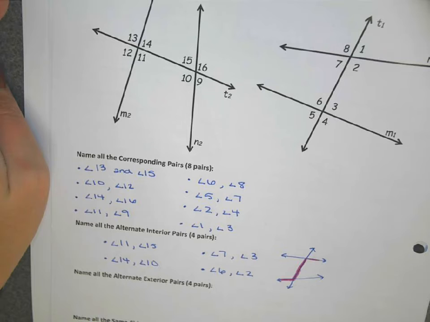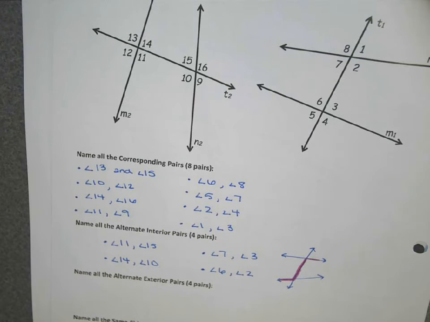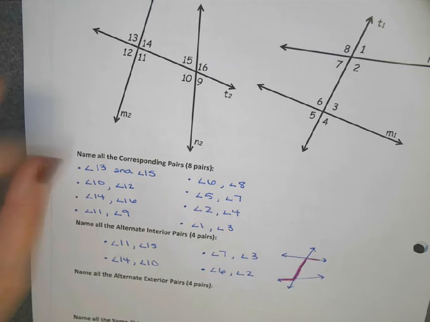How do we feel about alternate interior pairs? Give me like a 1 through 5. I think I got that down to a 1. No idea where we're at, what we're doing, what these words are. I'm on vacation. My brain's on vacation.